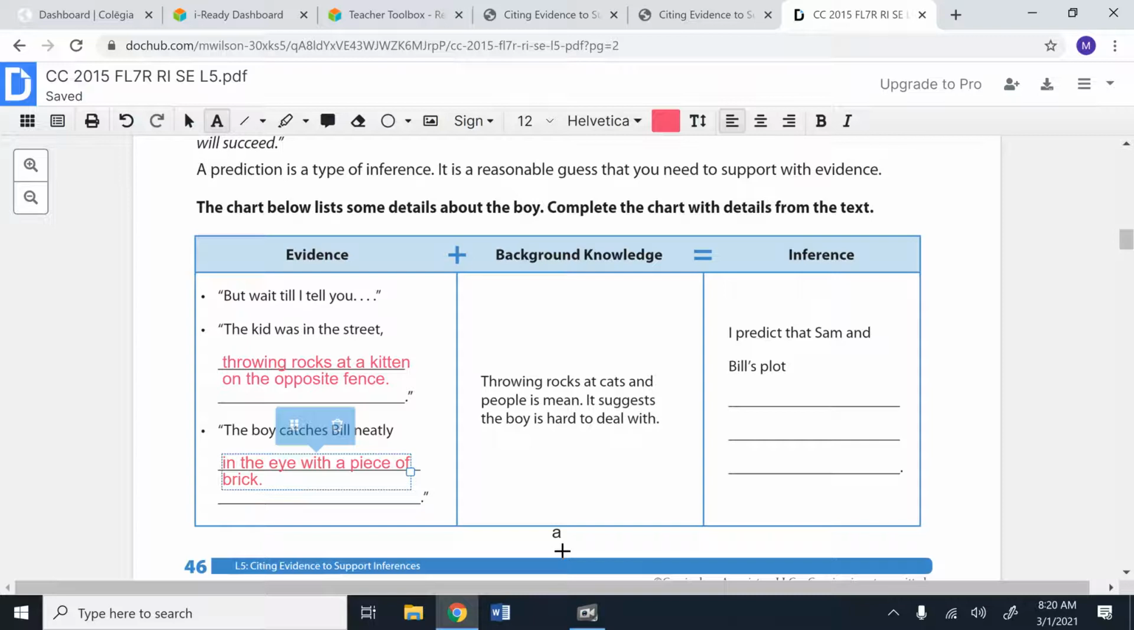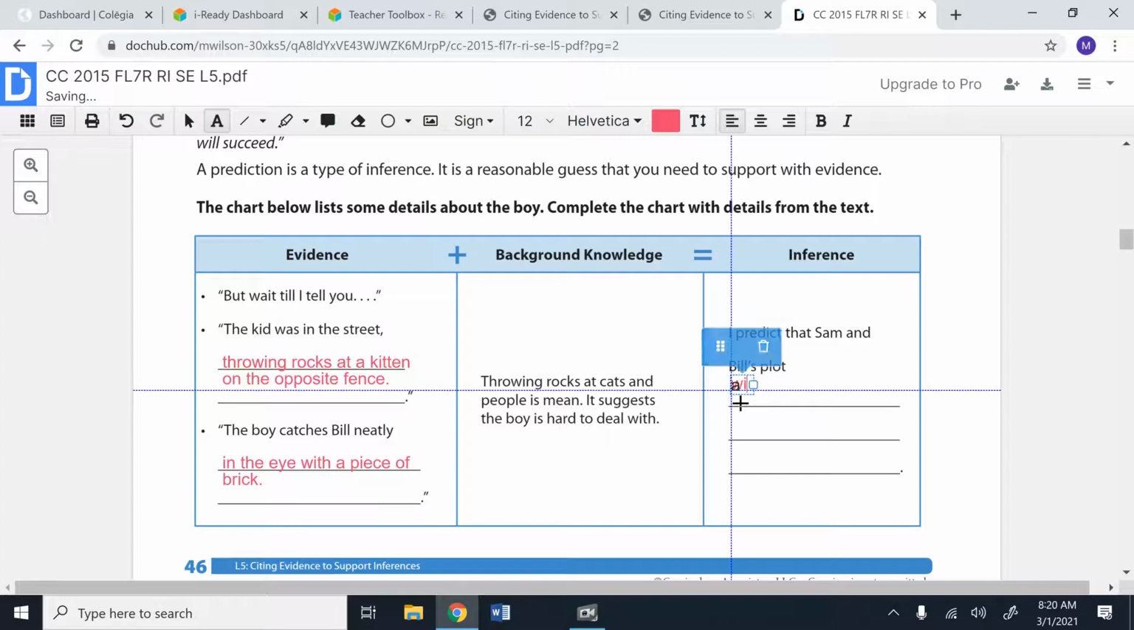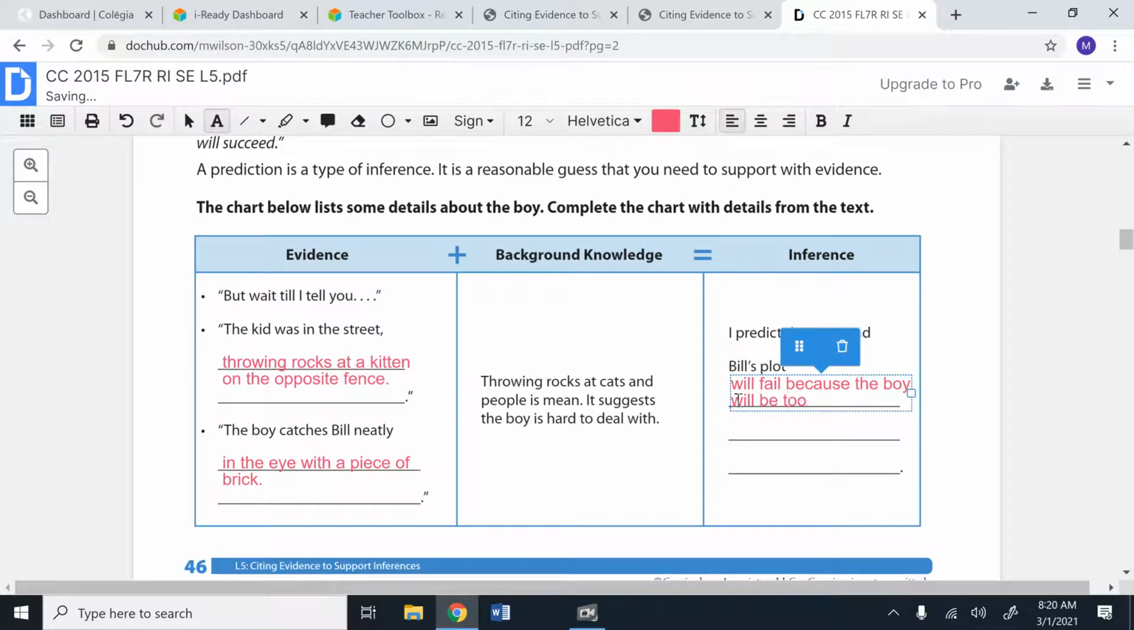And so, therefore, I can make an inference. Based off of this knowledge and evidence from the text, I can make a prediction about whether Sam and Bill's plot will succeed. And in this case, I feel that their plot will actually fail, because the boy might be a little too difficult to deal with. So I'm going to put that here. It will fail because the boy will be too hard to deal with.